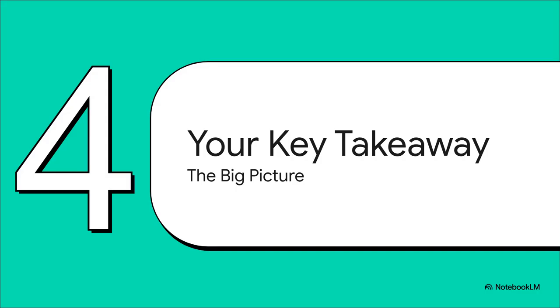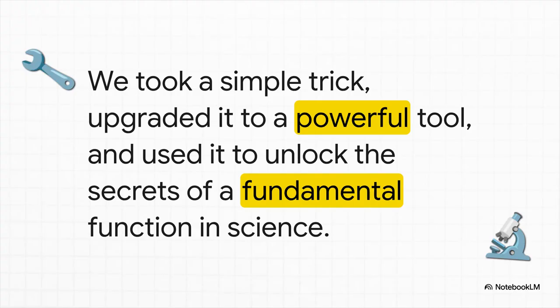All right, so let's zoom out. What's the big picture here? What's the main thing you should walk away with from all this? We basically went on a journey. We started with a simple, clever trick, swapping a derivative and an integral. We then leveled that up into the much more powerful Leibniz's rule, so we could handle moving limits. And then we used that new tool to do something that seemed impossible, to easily find the derivative of the error function and get a beautifully clean result.